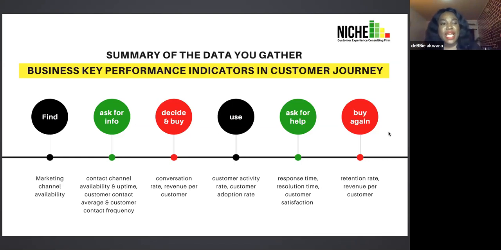Then the KPIs we're looking at for Ask, you're looking at contact center channel availability. You're looking at your contact center uptime. Are you available 24/7? You're looking at how many customers contacted you on average, right? And then what's the frequency? How often do customers contact you?